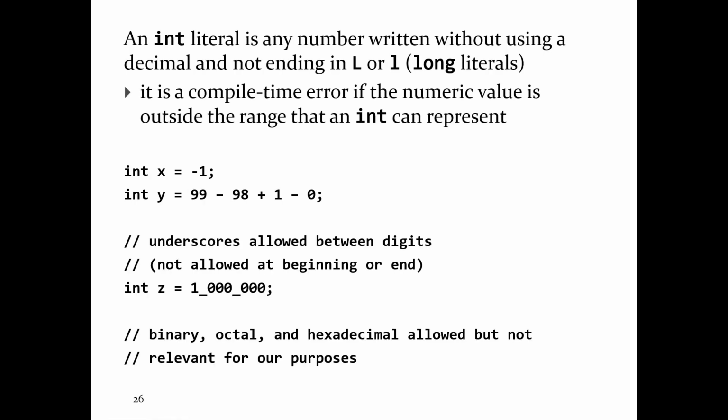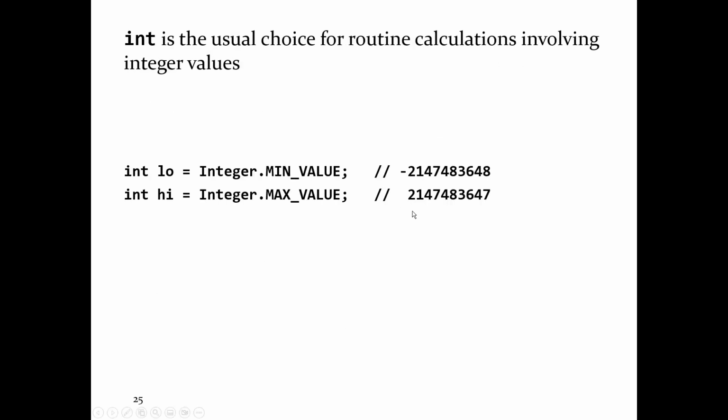If you write down an int literal, that's just any number written without a decimal point in it and not ending in capital letter L or lowercase letter l. If you write down a number that has no decimal point and ends with an L, that makes a long literal. It's a compile time error if you write down a literal and try to store it in an int variable, and that literal represents a value outside the range of int. For example, if you write down the number 3 followed by 9 zeros, so 3 billion, you can't store that in an int called x. If you try to do that, the compiler will complain.